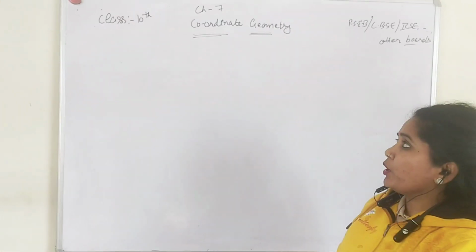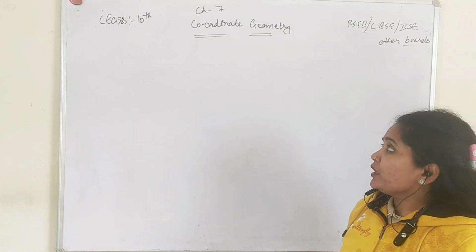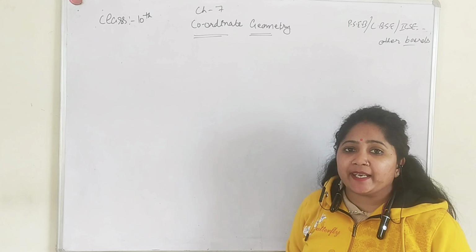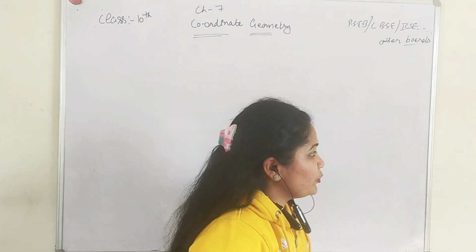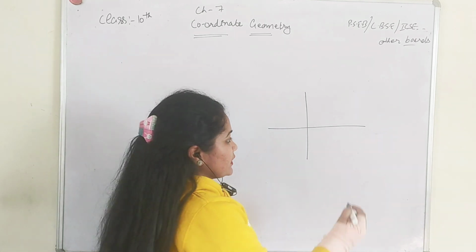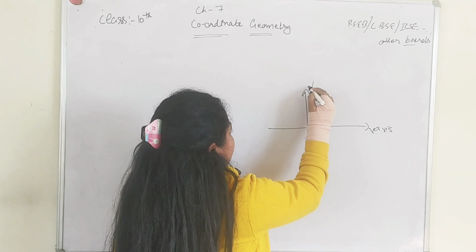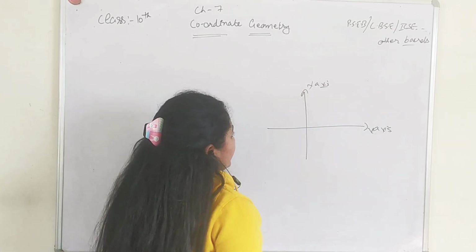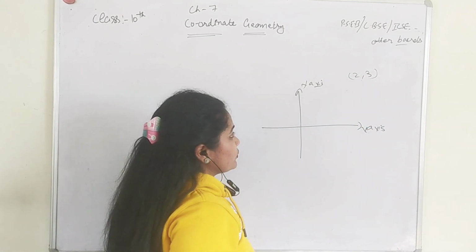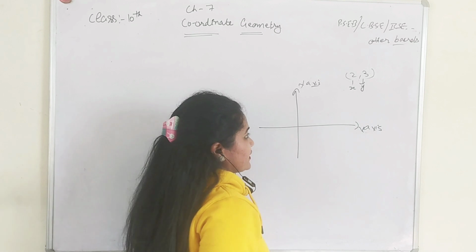Today we will do the topic of coordinate geometry, chapter number 7, class 10th. First of all, before doing coordinate geometry, we must know what coordinates are. For this, we know that this is a graph, this one is the x-axis and this one is the y-axis. If we want to plot 2, 3, we know that the first coordinate shows the x-axis and the second coordinate shows the y-axis.